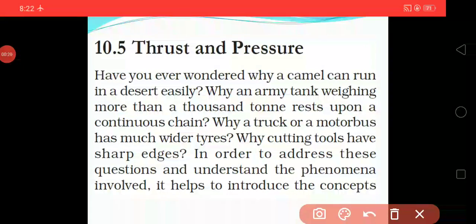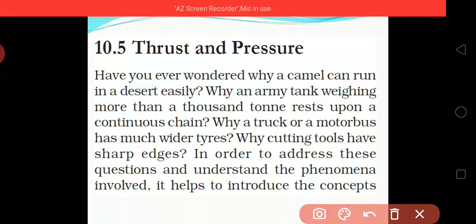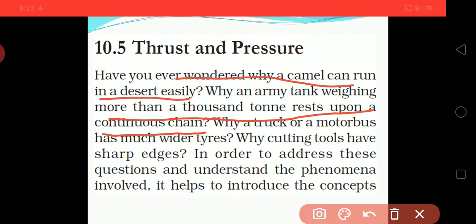Have you ever wondered why a camel can run in a desert easily? We know very well that a camel can run easily in a desert area. Why does an army tank weighing more than 1,000 tons rest upon a continuous chain? In a continuous chain, how is the tank resting, and how does it work?